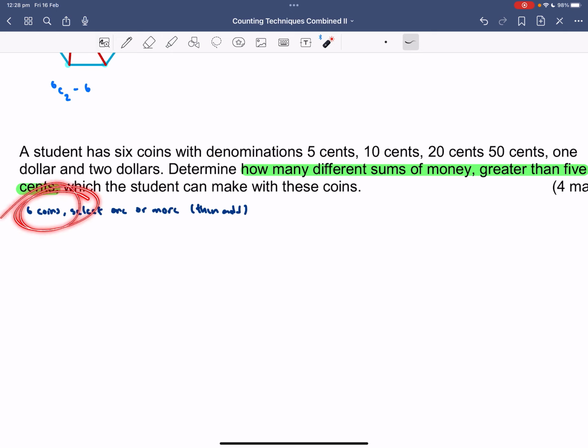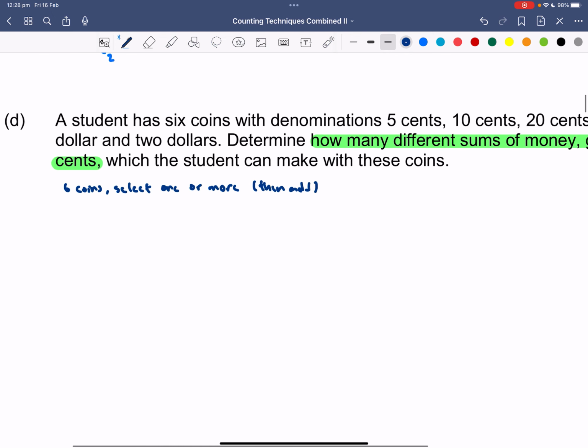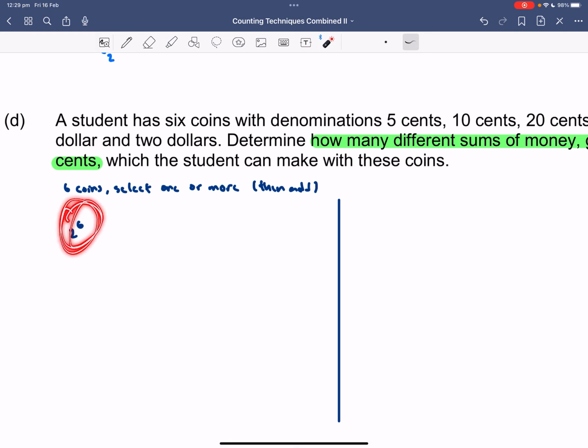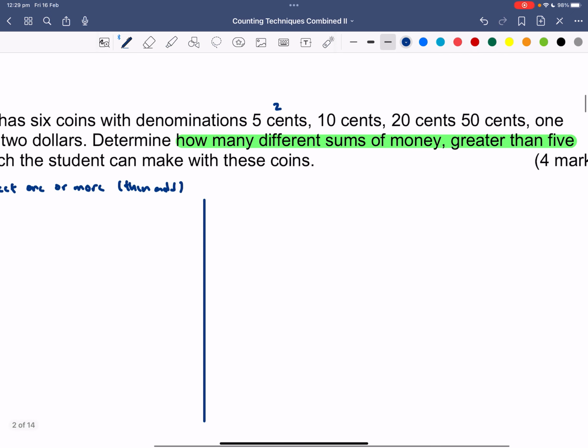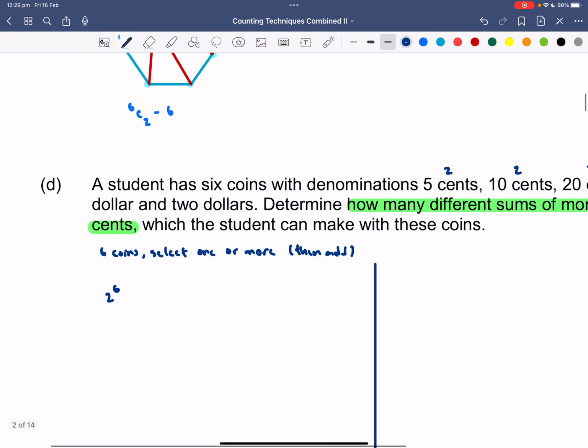So first of all, guys, if you have 6 coins, you can think of it two different ways. You can think of it as 2 to the power of 6. You have 2 choices, yes or no. You get to the 5-cent coin and you say yes or no, 2 choices. You get to the 10-cent coin, yes or no. 20-cent coin, yes or no. 50-cent coin, yes or no. Then the $1 coin, yes or no.